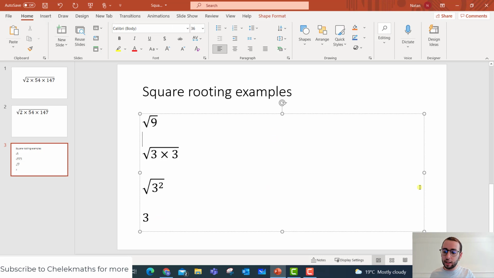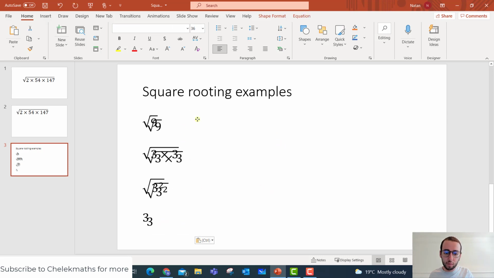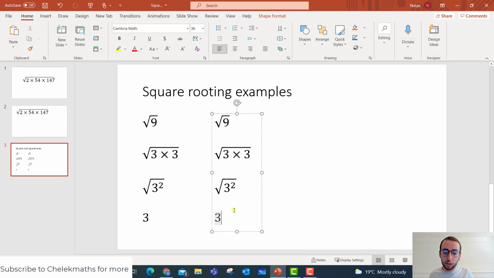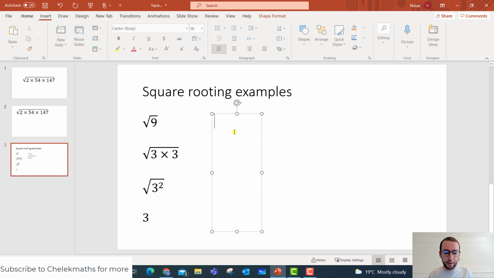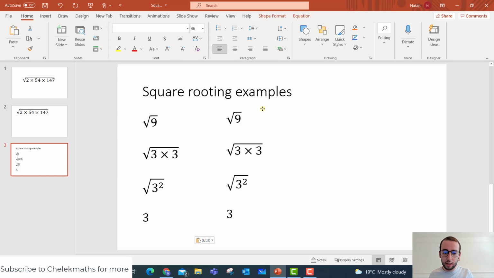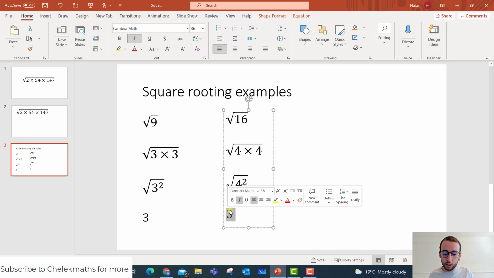So we've got those things. I'm just going to do some more examples of these. So, in fact, let's just paste this in. Let's do another one that's very, very similar. Square root of 16, which is 4 times 4, which is 4 squared, which is 4.